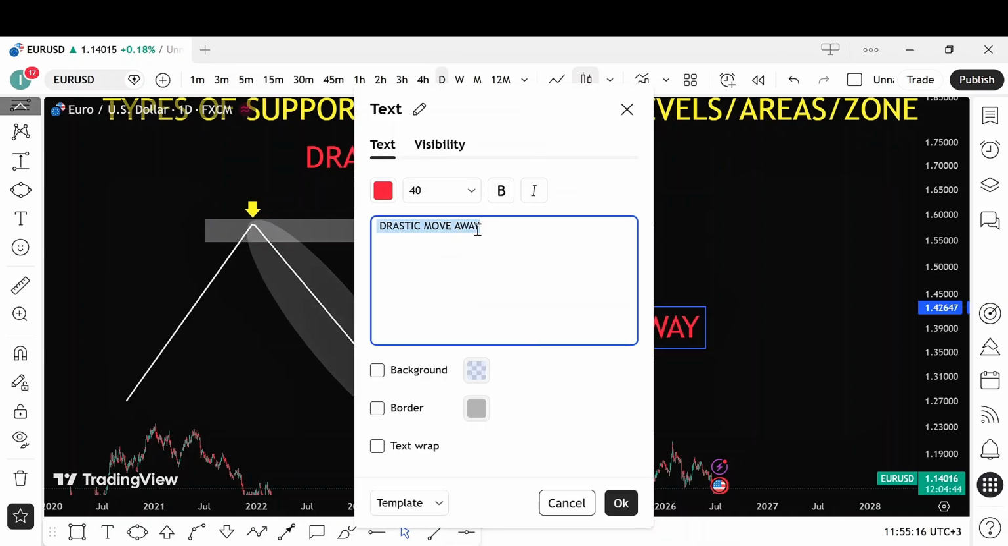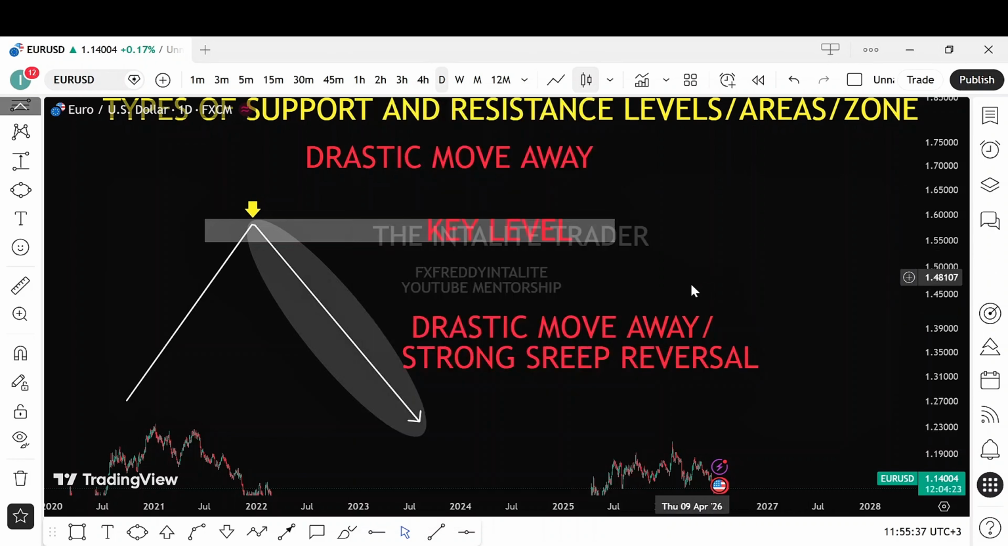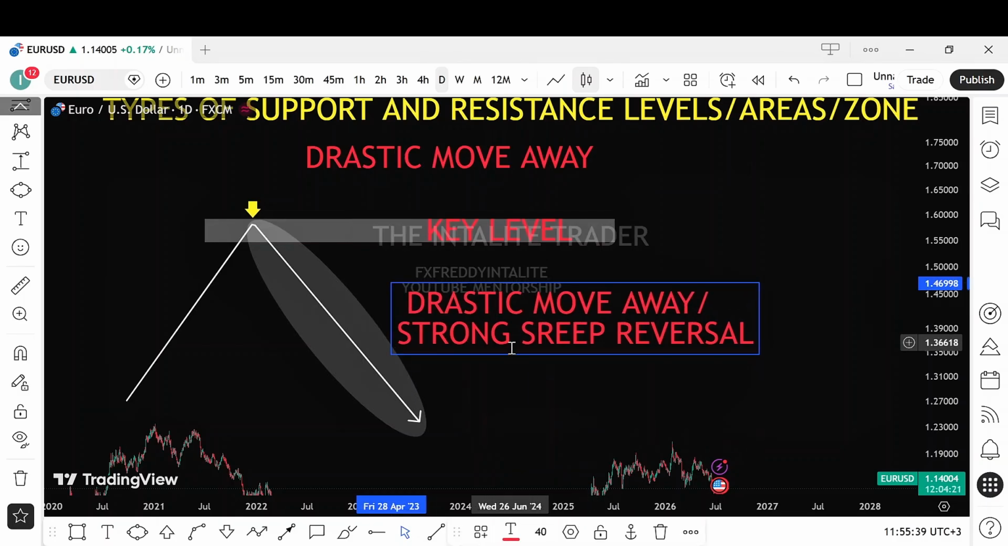So you have a strong, steep reversal, which tells you how strong the level is. So this is a drastic move away or steep reversal.